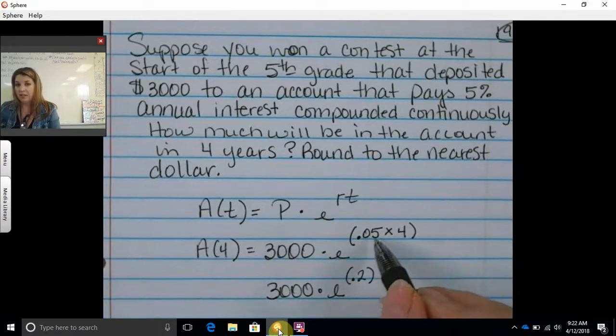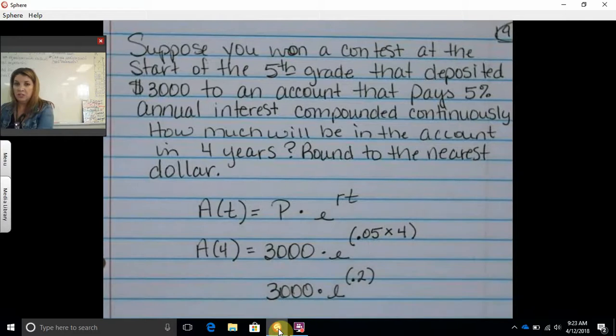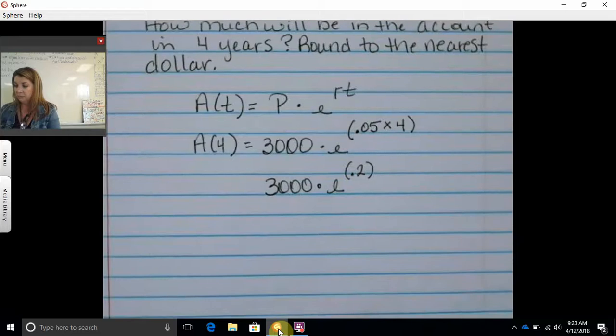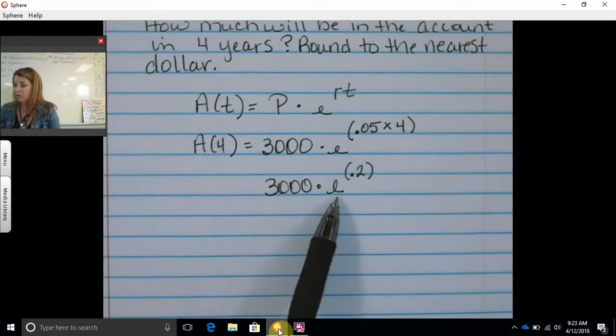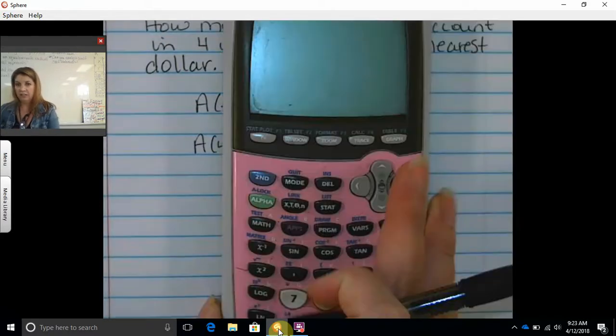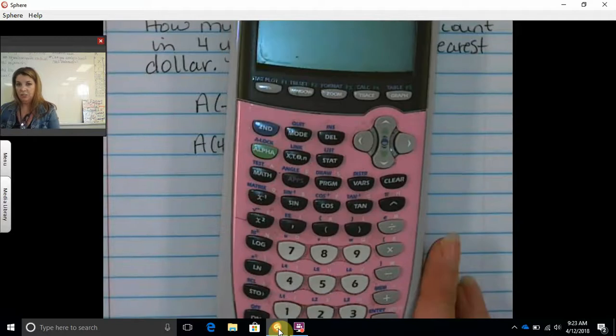Please be careful and try not to put that all in your calculator at once. Chances are good you're going to make a mistake because you're going to forget to put parentheses. So just go ahead and simplify it first. Now, do I multiply 3,000 times e, or do I raise e to the exponent? e to the exponent. If you have a graphing calculator, I want you to do this with me.